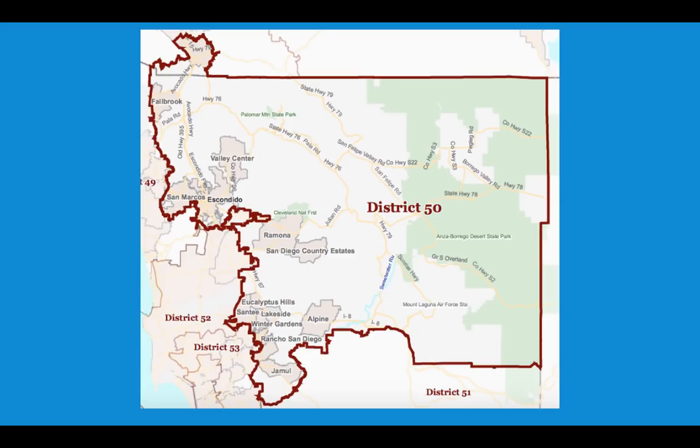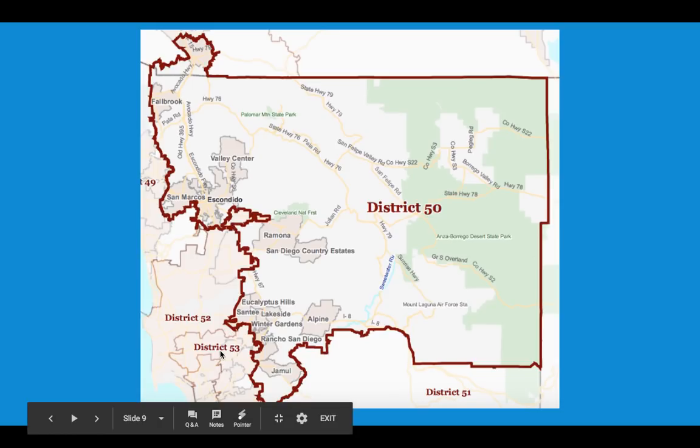I don't know if you can see the map very well. Most of you probably fall in his district if you live in Escondido or Valley Center, even San Marcos, all the way out to Ramona. You can kind of see how crazy the lines are. So here's some other districts where different people represent him.